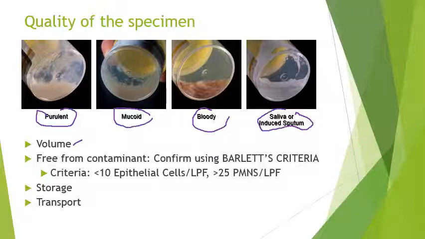How would you decide if you would accept or reject the sputum sample? This is by Bartlett's criteria. Under the microscope, after smearing the sputum and staining, you can visualize if it has 10 or less than 10 epithelial cells per low power field and greater than 25 PMNs or polymorphonuclear cells per low power field. Meaning, if you see less than 10 epithelial cells but greater than 25 WBC, it is accepted. But if it is the reverse, when there are greater than 10 epithelial cells but less than 25 PMNs, then it would be rejected. So that is Bartlett's criteria.